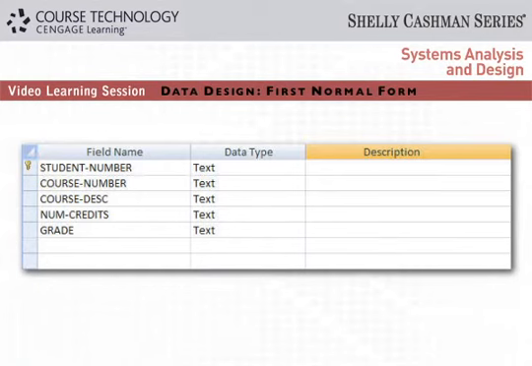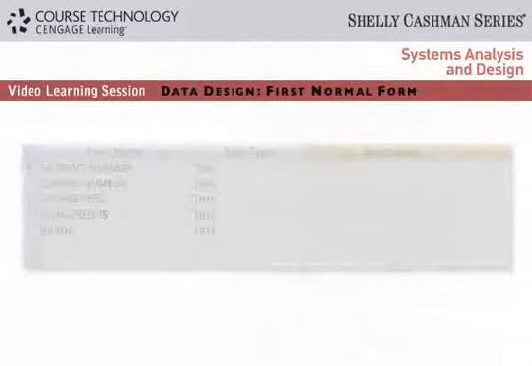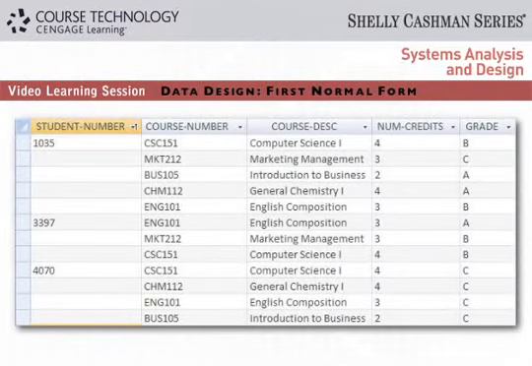The student number is a unique value that identifies each student. When a student takes a course, the data is stored in 4 fields: course number, course description, number of credits, and grade. However, if the student takes more than one course, the 4 fields become a repeating group with different values for each course that the student takes. This is the student table in Datasheet view. 3 students have taken a total of 12 courses, and the repeating groups are apparent.